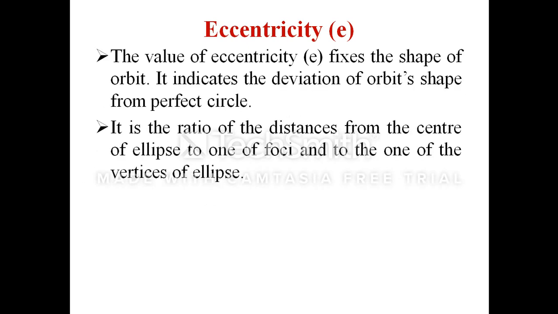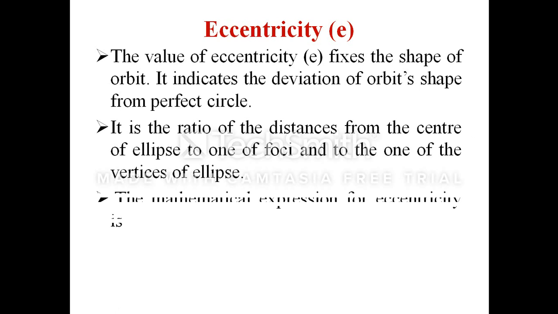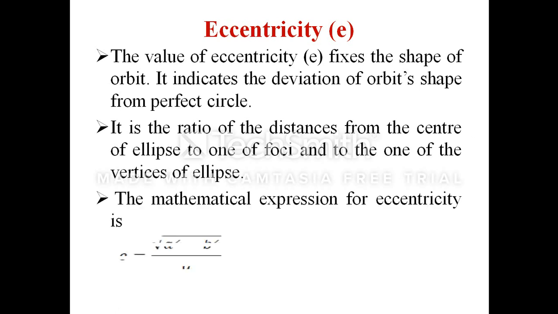Next parameter is the eccentricity, denoted by E. Now the value of this eccentricity E fixes the shape of the orbit. This eccentricity indicates the deviation of the orbit shape from a perfect circle. The mathematical expression for the eccentricity is E is equal to under root of A square minus B square upon A, where A is the semi-major axis and B is the semi-minor axis. Or it can be written as E equal to under root of 1 minus B square upon A square.